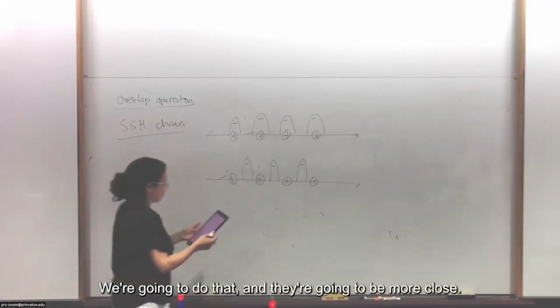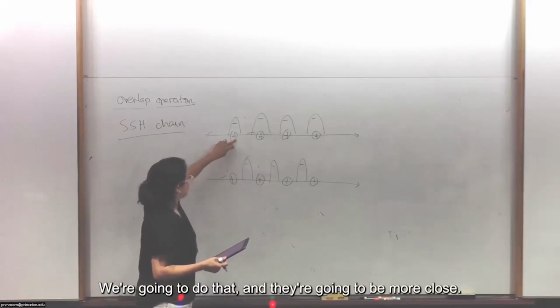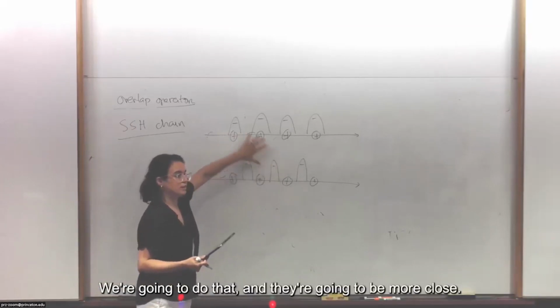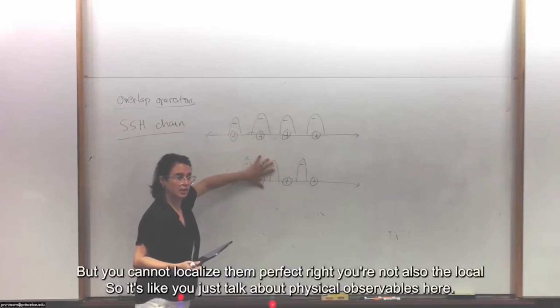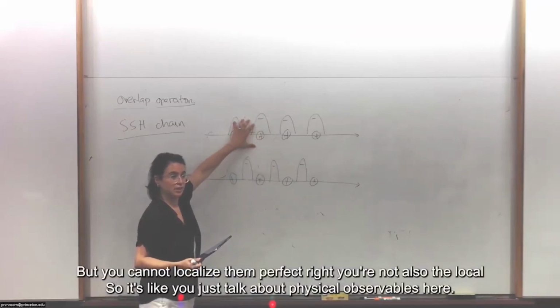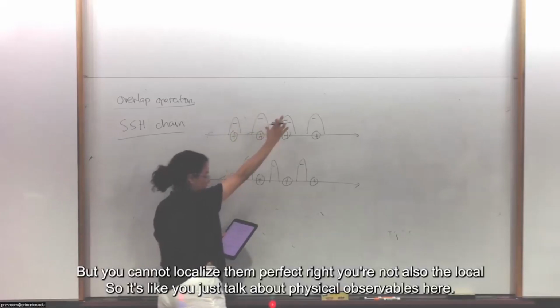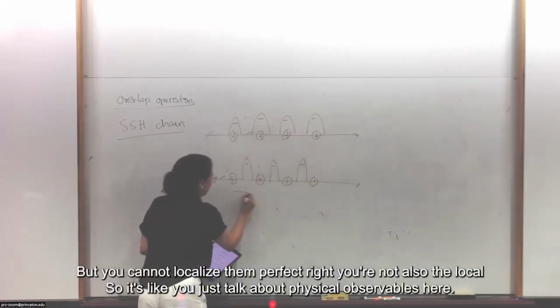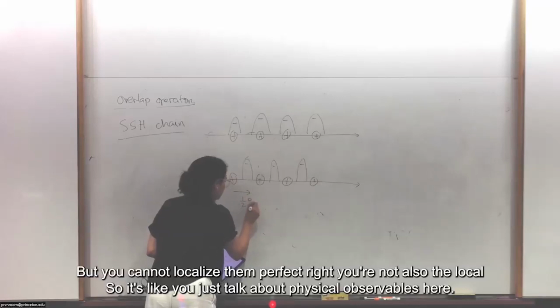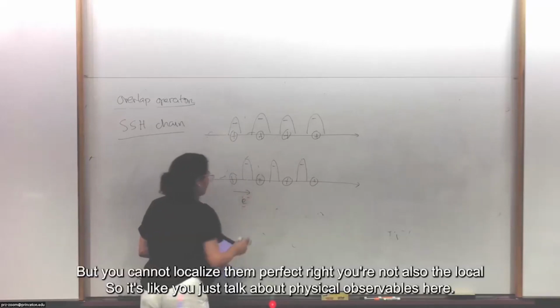So instead, we just talk about physical observables here. There is a bulk quantity that is different between this case and this case, and this is the bulk polarization. Here you have net zero polarization at every single unit cell. In this one, you have a half polarization, so basically e/2 polarization per unit cell.